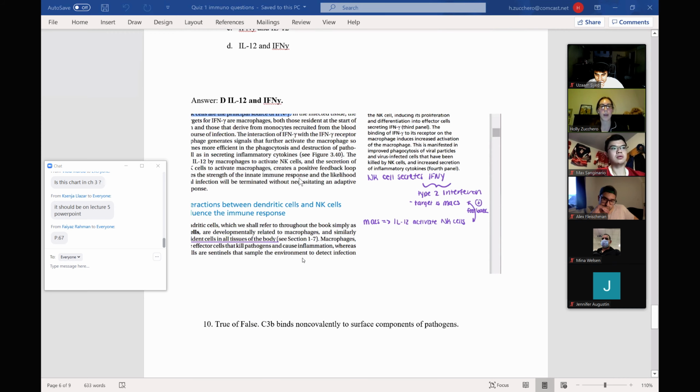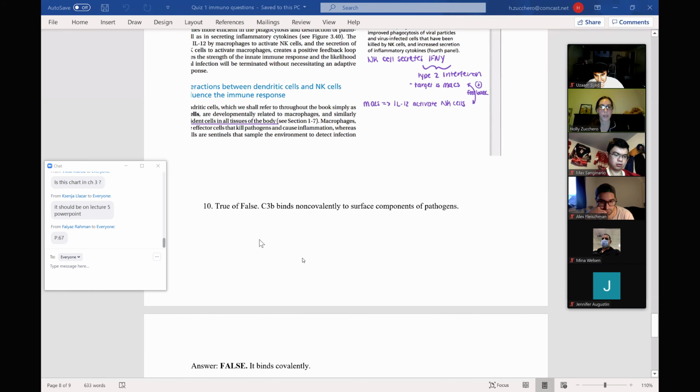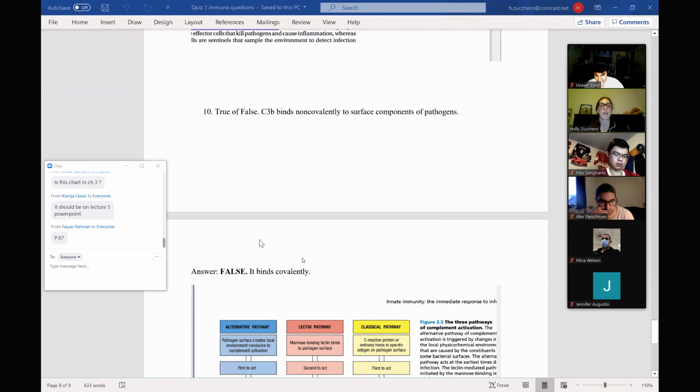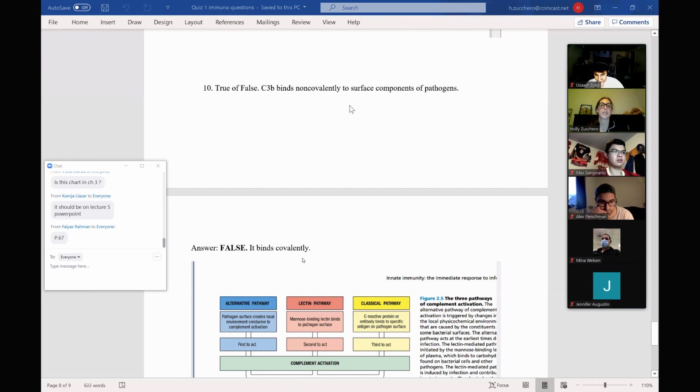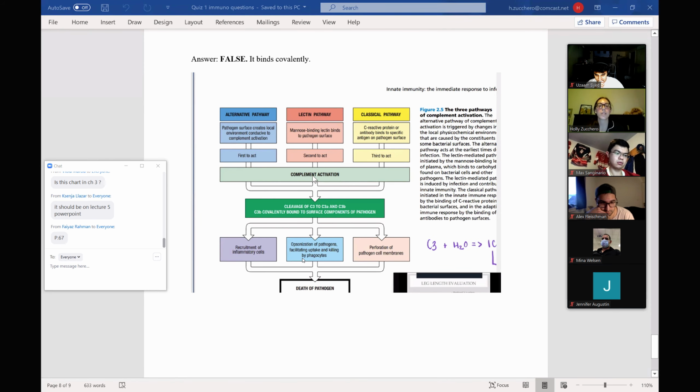And then I don't know if you guys really have gone over NK cells that in depth, but it goes on to talk about the different types like CD56 bright and dim and all that. But that again was just pulled directly from notes and out of the book. And then true or false, C3b binds non-covalently to surface components of pathogens. This is false, it binds covalently. I only threw this question in there because he doesn't typically ask things like this, but I remember there being one random question about this.